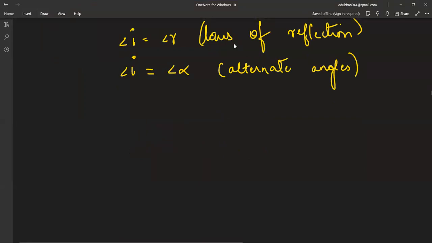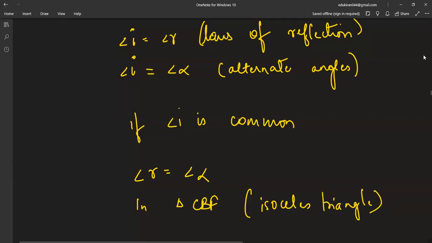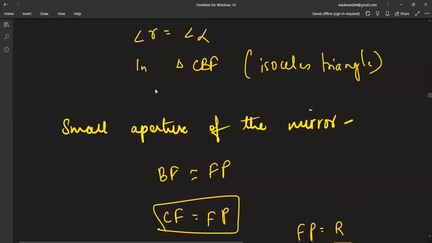First, equate both the angles. I and alpha both are equal. So if both are equal to angle I, if angle I is common, then you can say angle R is equal to angle alpha. And if both of these are equal, then in triangle CBF, this becomes an isosceles triangle. So you can say the fact that CF is equal to BF and rest of the derivation.